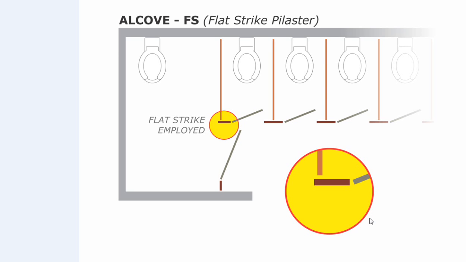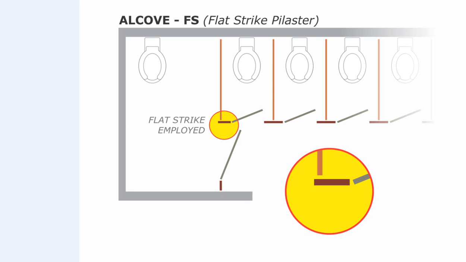All right, and then of the regular alcoves, the alcove FS, the flat strike, is the last one we're looking at in our tutorial. We'll look at a few more very briefly right now, but the flat strike is employed. And you'll notice there's no strike pilaster.